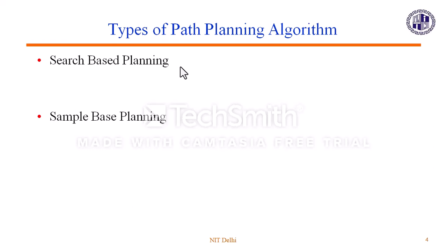There are two major types of path planning algorithm. First one is search-based planning, the second one is sample-based planning. In the upcoming slides, we are going to talk about these types of path planning algorithm in detail.